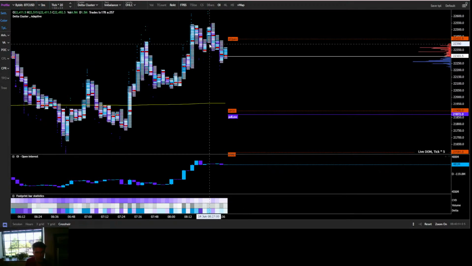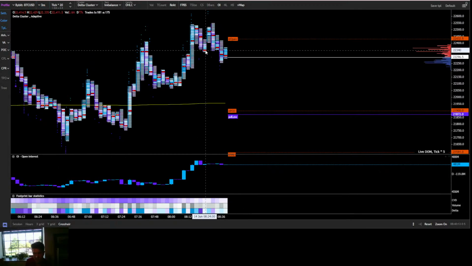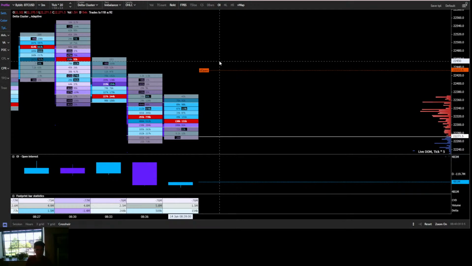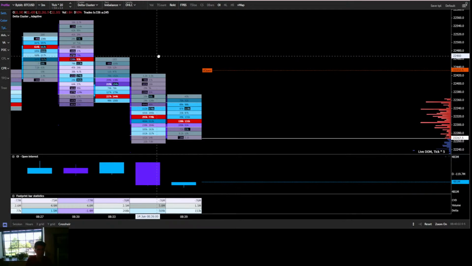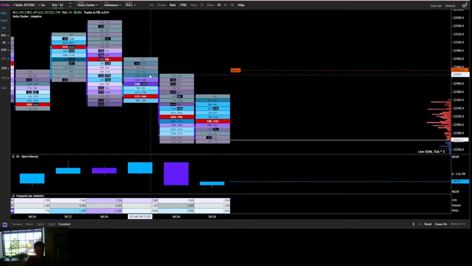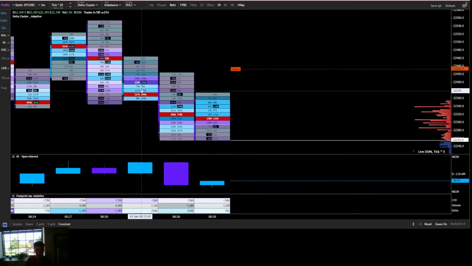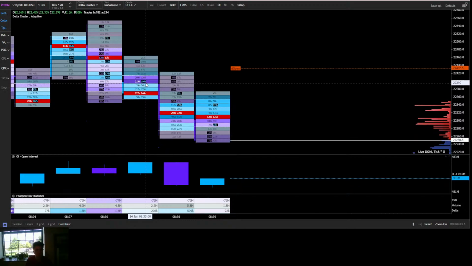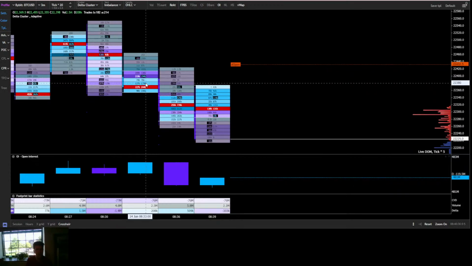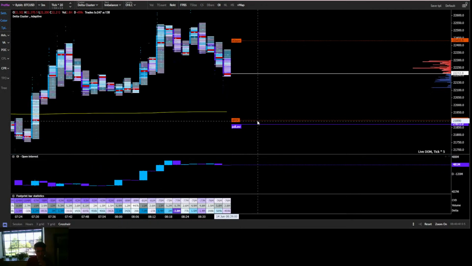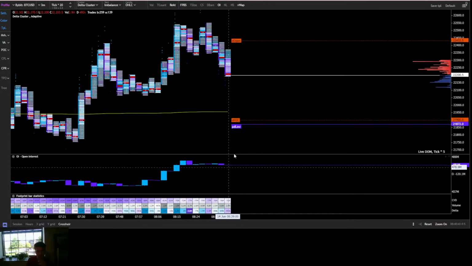But nonetheless, the 3 minute is a very good execution time frame for identifying these stacked imbalances and kind of counter trading them, especially when you see stacked shorts followed by stacked longs. This wasn't really a good example. I would have waited until this candle closed to have less risk with it, but yeah, again, more shorts coming in.